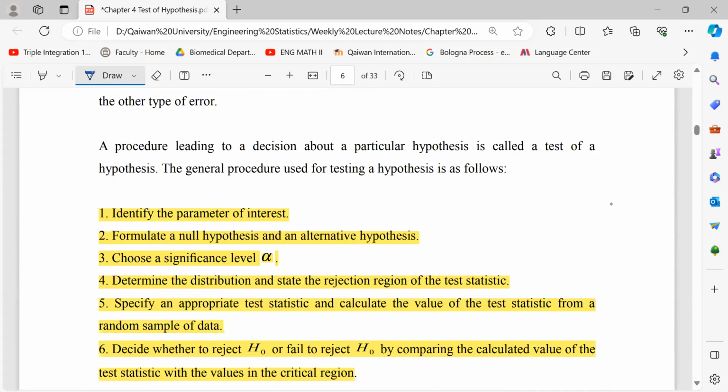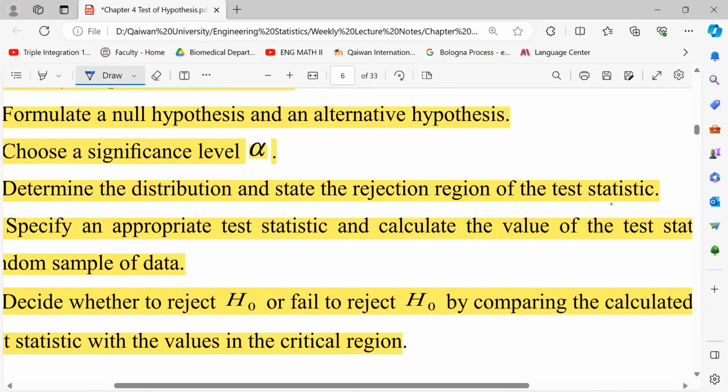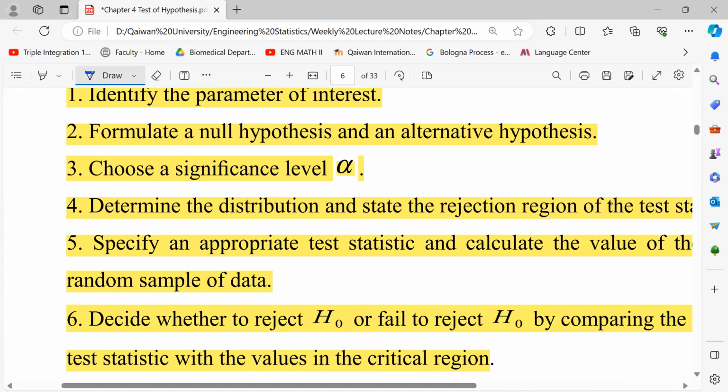The procedure here: we follow these 6 steps in solving questions in this chapter. First, we identify the parameter of interest. Here, it means we need to identify if we find the hypothesis for mean, for difference of means, or for proportions, or for variances, for the difference of two proportions, and so on, okay?